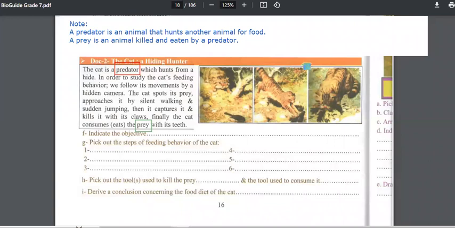So the cat is a predator. In order to catch its prey, the cat does what? The cat first spots its prey, this is 1, approaches it by silent walking, this is 2, it jumps suddenly, this is 3, it captures it, 4, it kills it, 5, consumes it, 6. Okay? These 6 steps build the feeding behavior of a cat, which is a carnivorous animal.